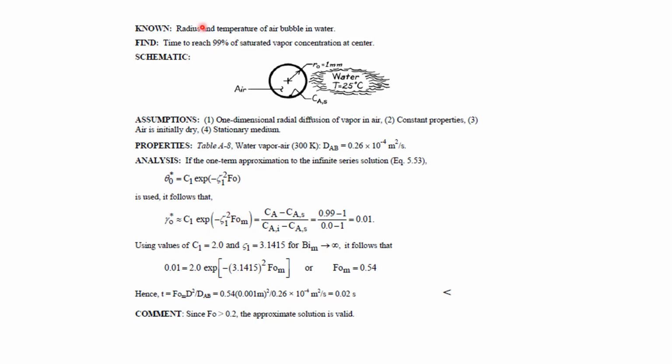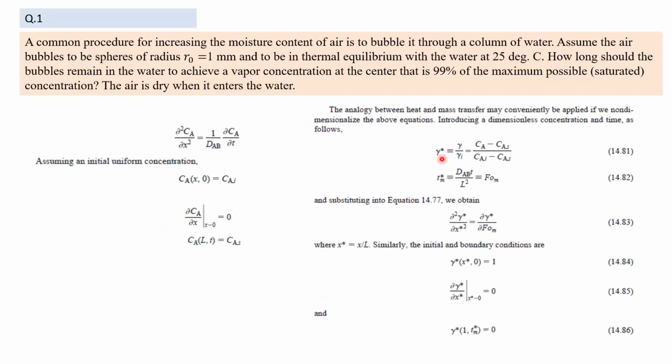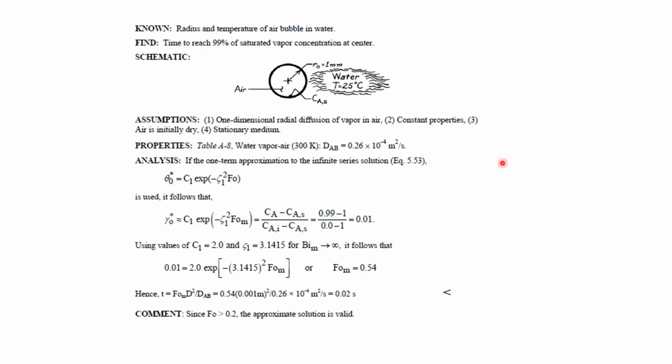So the question is how much time will it take to reach 99% of the saturated vapor concentration in the center? So our expression can be modified. This gamma 0 star, as I said previously, is actually (C_A minus C_A,s) by (C_A,i minus C_A,s). So here that value is actually this. So this is coming out of the solution.